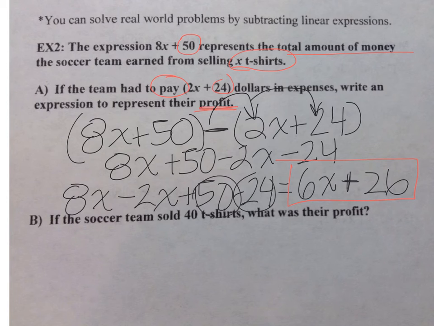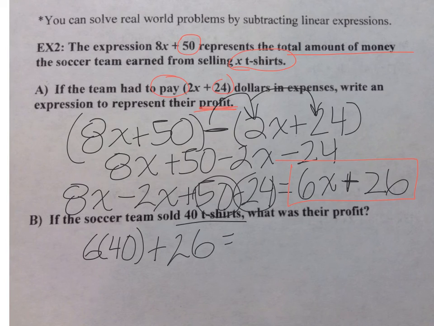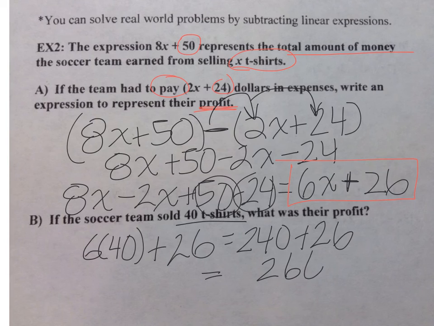So the second part, we're going to use that expression. It says if the soccer team sold 40 t-shirts, what was their profit? So all I need to do is take my expression and substitute 40 for x. And then order of operations to solve. So 6 times 40, I'm going to multiply first. That's 240 plus 26. And that will give me 266. And remember, it's money, so we need that dollar sign. So the profit is $266. Go ahead and pause the video if you need to finish writing this down.